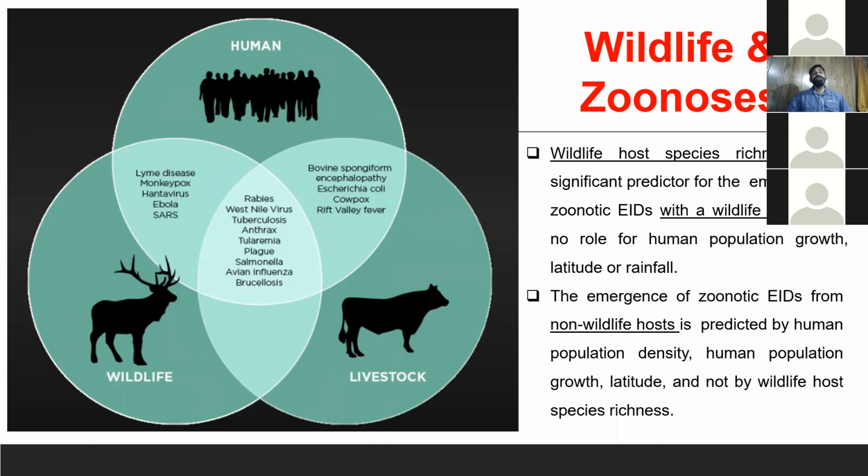Basically it originates from wildlife, which has no role for human population growth, latitude, or rainfall. It's a simple difference between these two. And the emergence of zoonotic EID, EID being nothing but emerging infectious disease, from a non-wildlife host is predicted by human population density, human population growth, latitude, and not by wildlife host species richness.